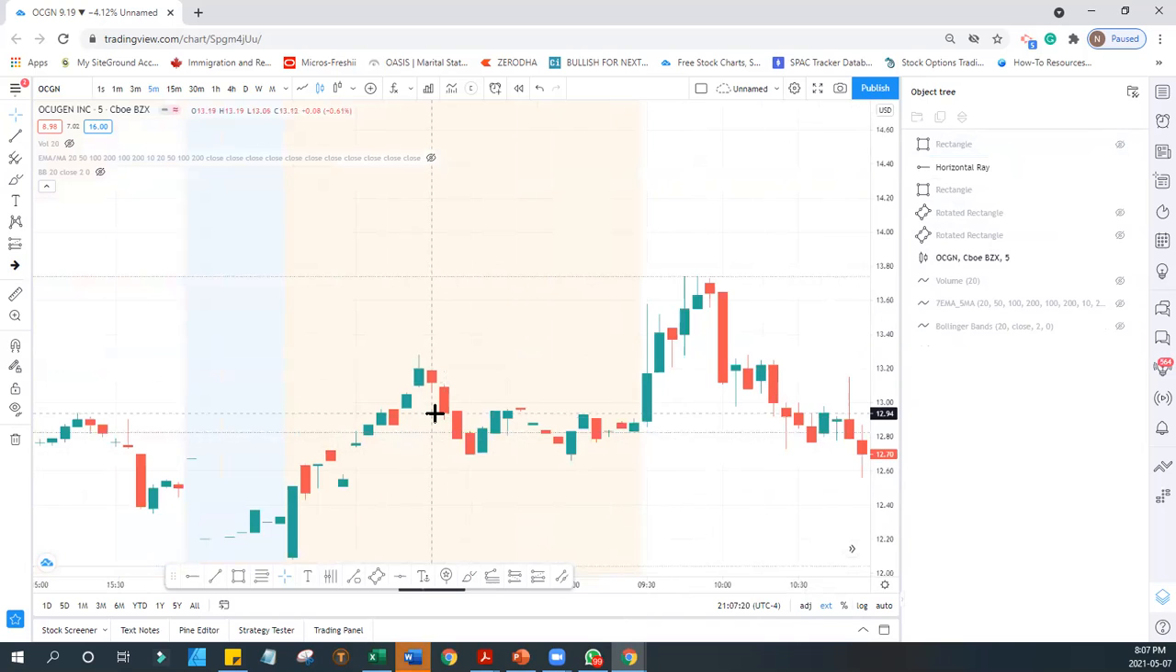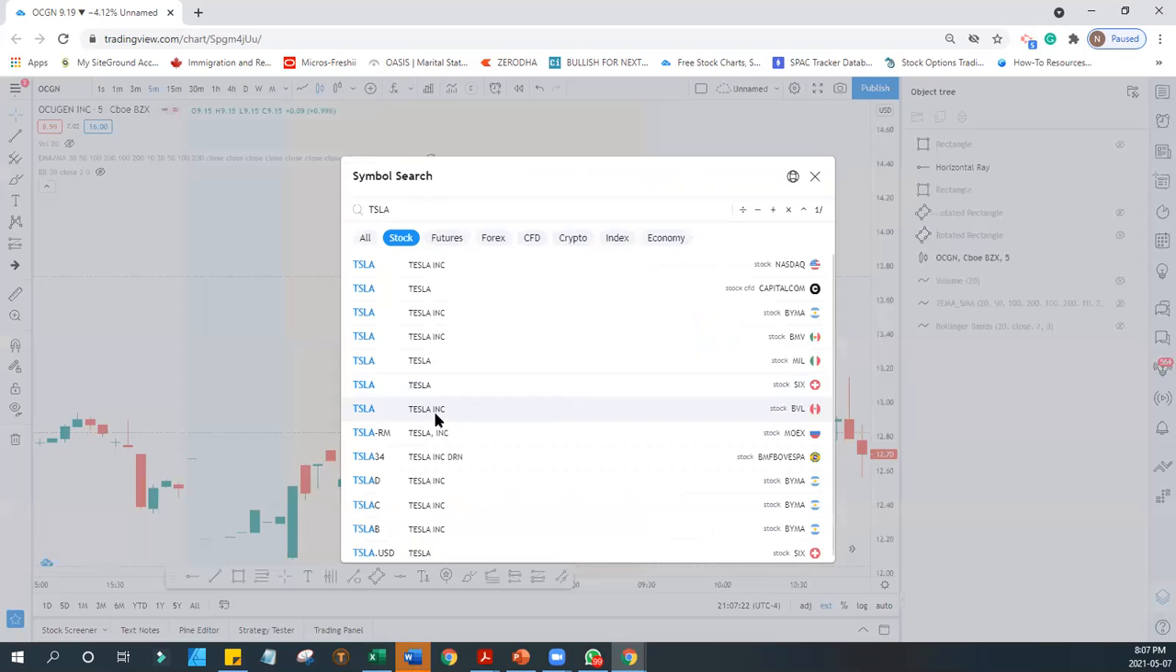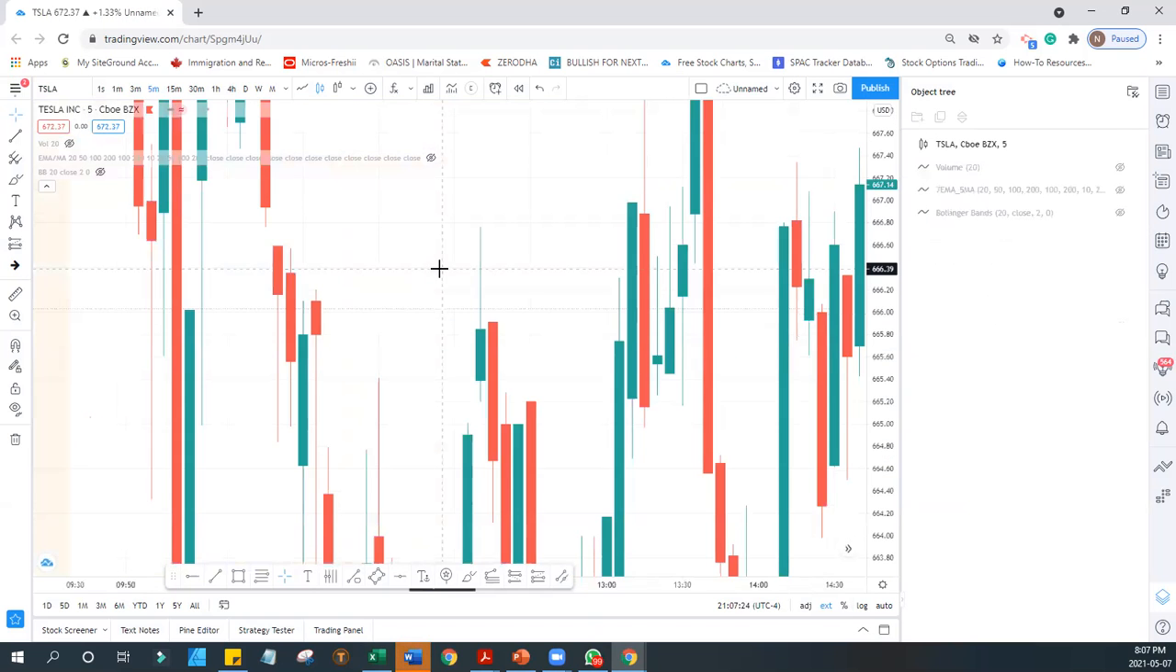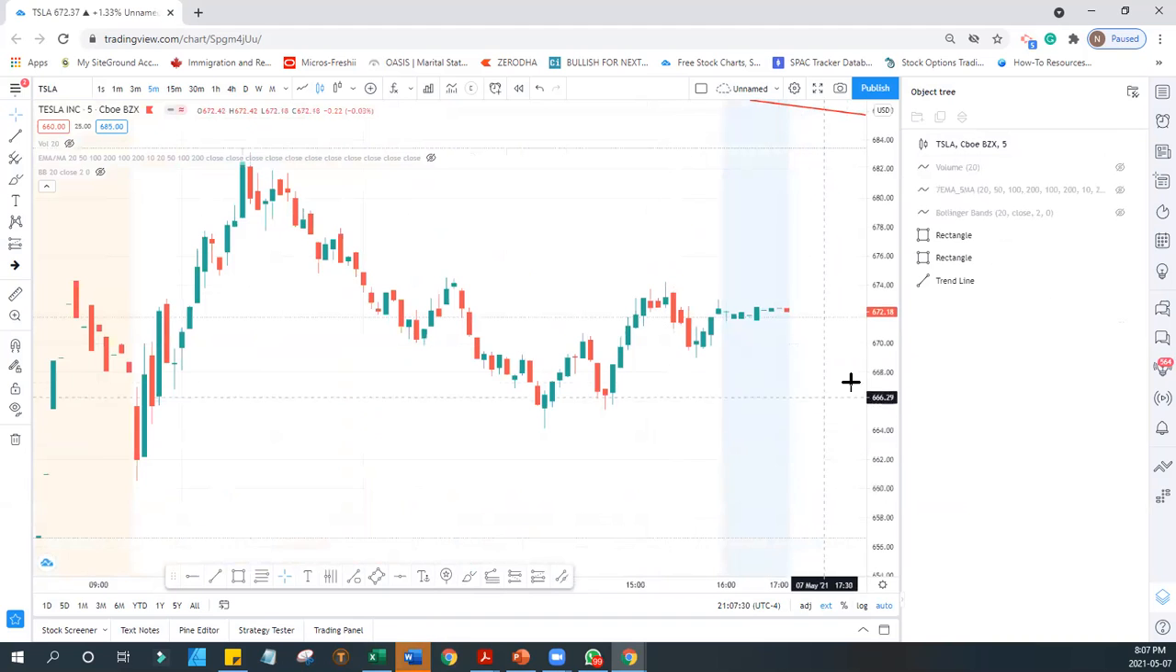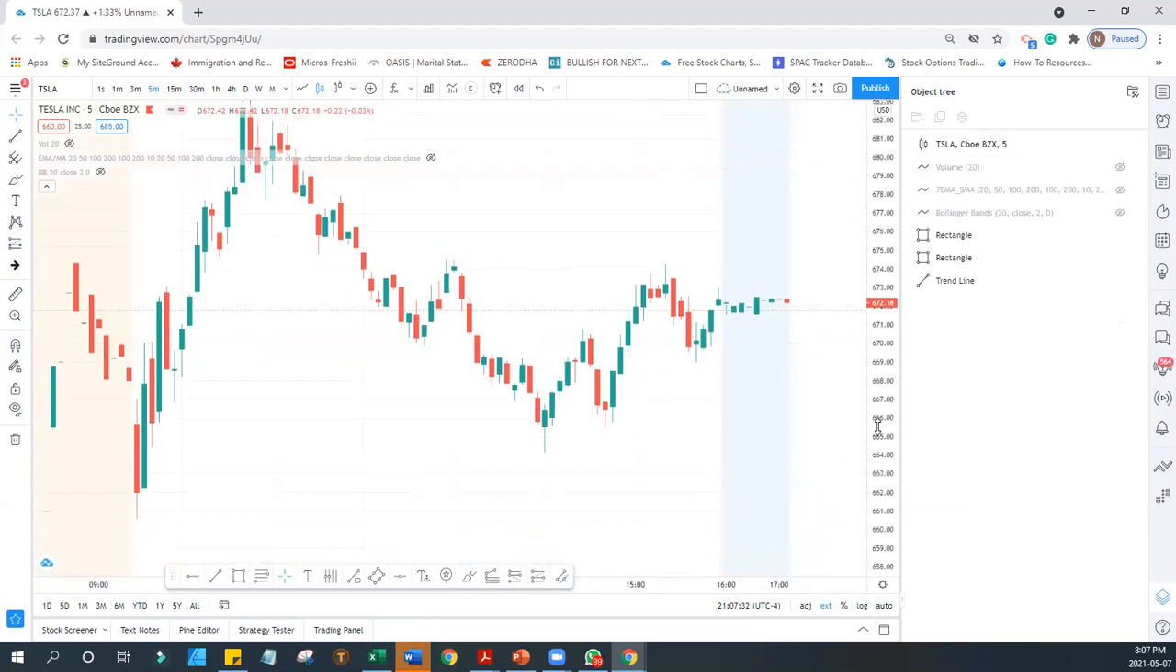Okay. So let me take Tesla. Everybody knows Tesla. And why? Because it has many setups coming all the time, so I can find many candles.